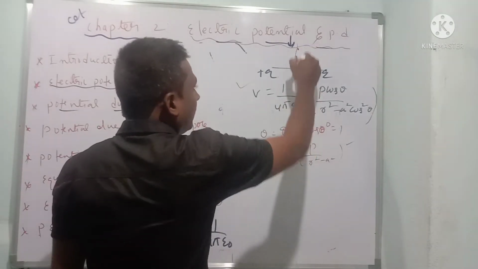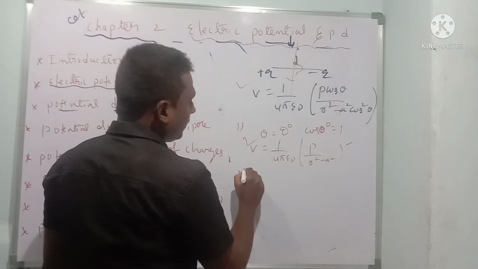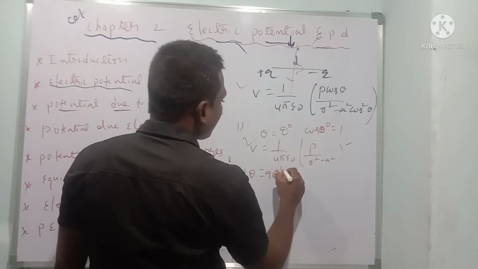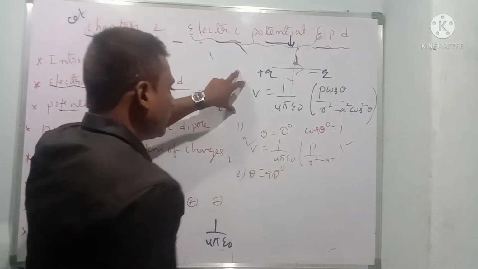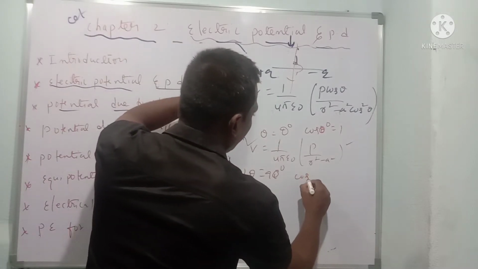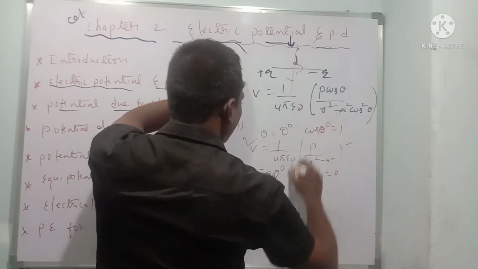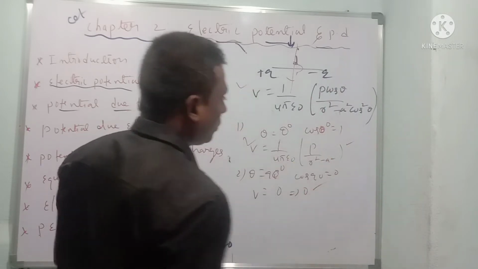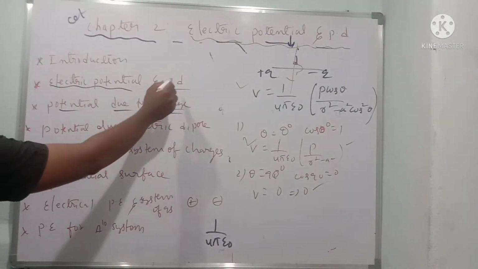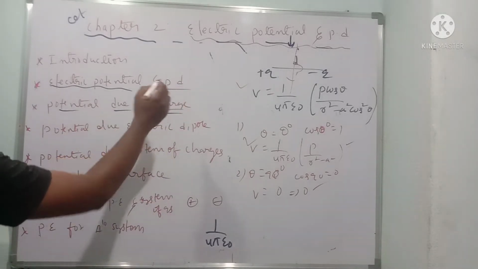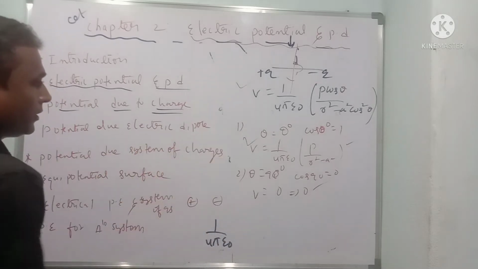If I consider the equatorial line, it is perpendicular to the axis. This is case 2: if theta is equal to 90 degree, then what happens, children? The electric potential in the dipole becomes V is equal to, cos 90 is equal to 0. The total electric potential in this system is going to become 0 volt. Now we have understood electric potential, potential difference, potential due to charge, potential due to electric dipole. Now potential due to a system of charges.